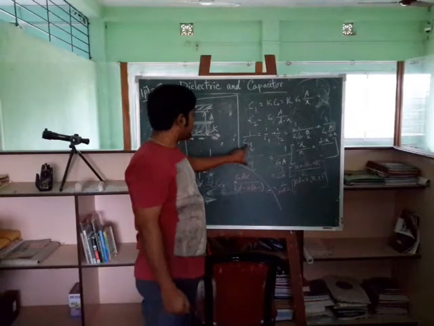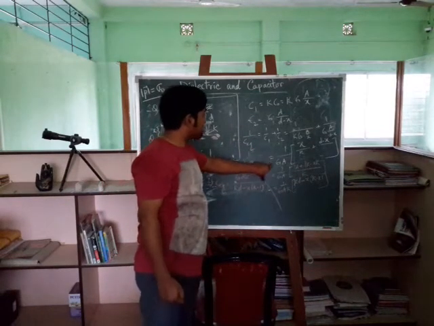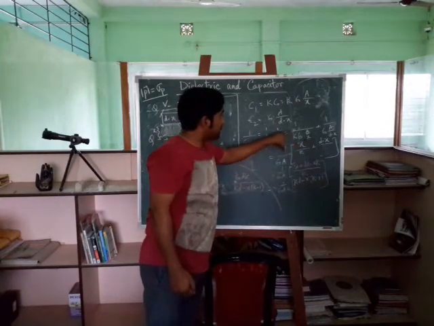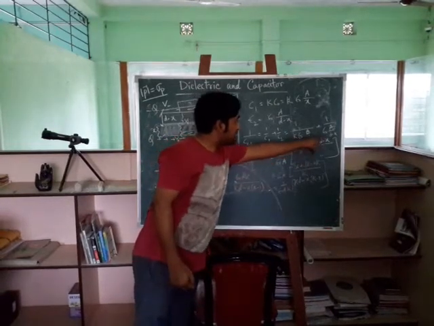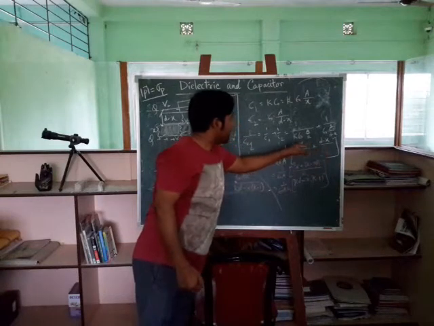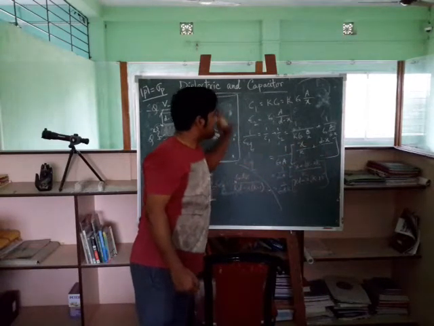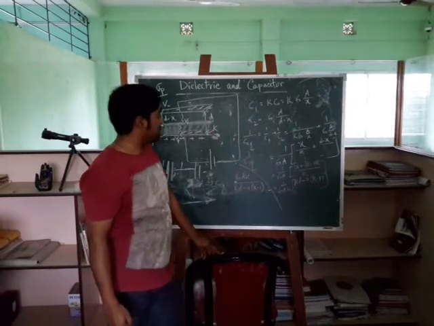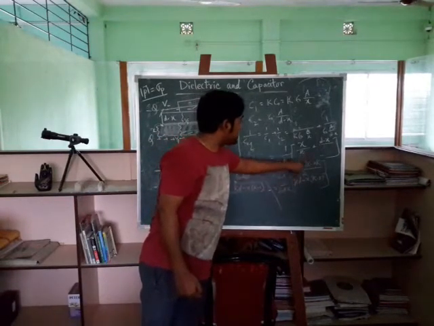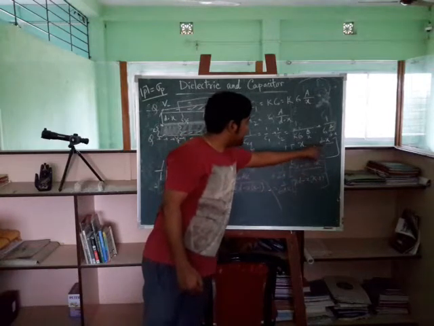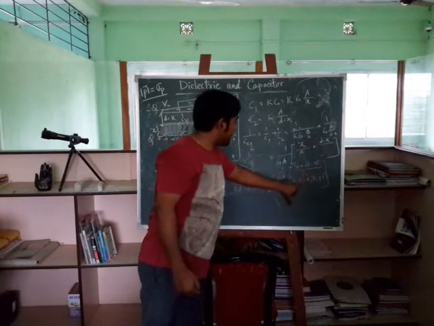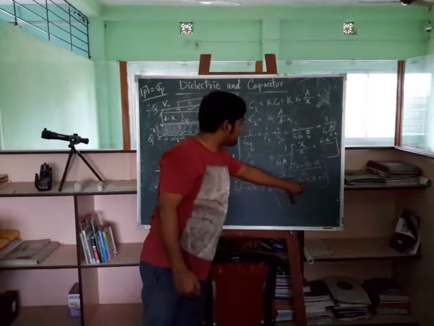So 1 upon C equivalent is equal to, as you can see, 1 by epsilon naught A, and then this is x is going up, so x upon K, plus this d minus x is going up, so d minus x. Okay, so epsilon naught and A, that has been taken out as the common factor. Alright, so from here K is the LCM, and we can have x plus d K minus x into K. Alright, then in the next line we can have K into d minus x into K minus 1.